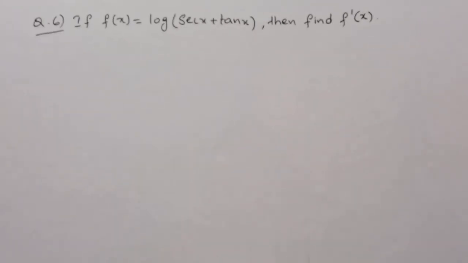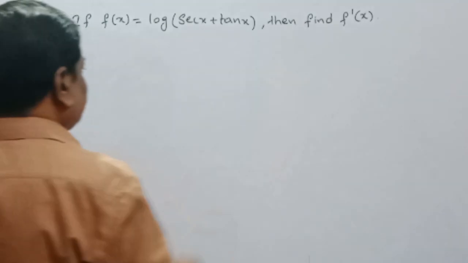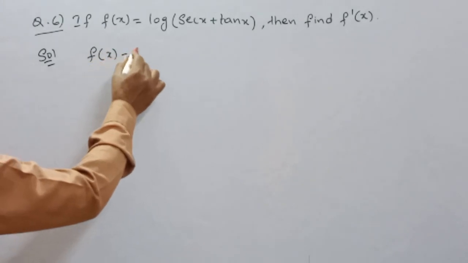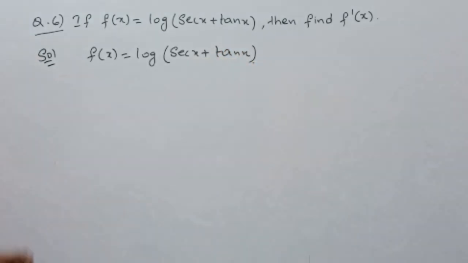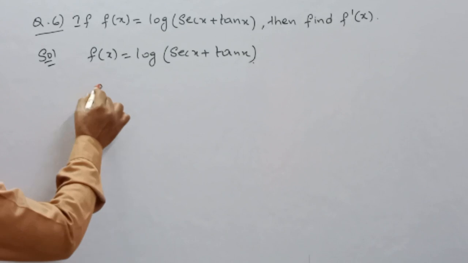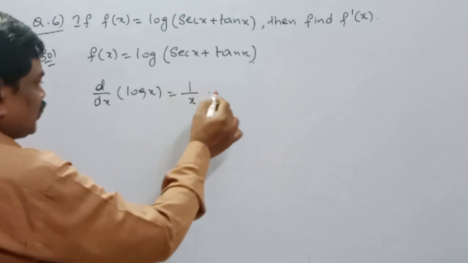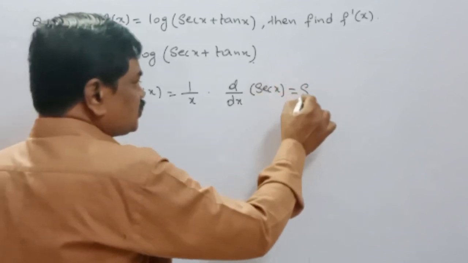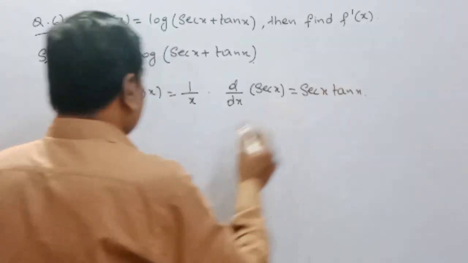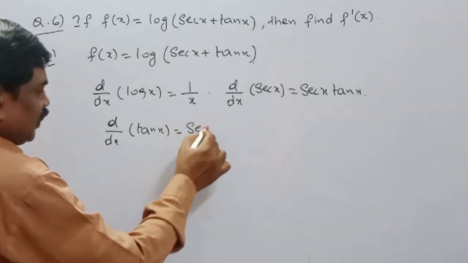Here we have the problem. If f of x is equal to log of sec x plus tan x, then find f dash of x. So you see, all of you, here f of x is equal to log of sec x plus tan x. What derivatives do we require here? Derivative d by dx of log x is equal to what? 1 by x, and d by dx of sec x is equal to sec x tan x, and d by dx of tan x is equal to secant square x.